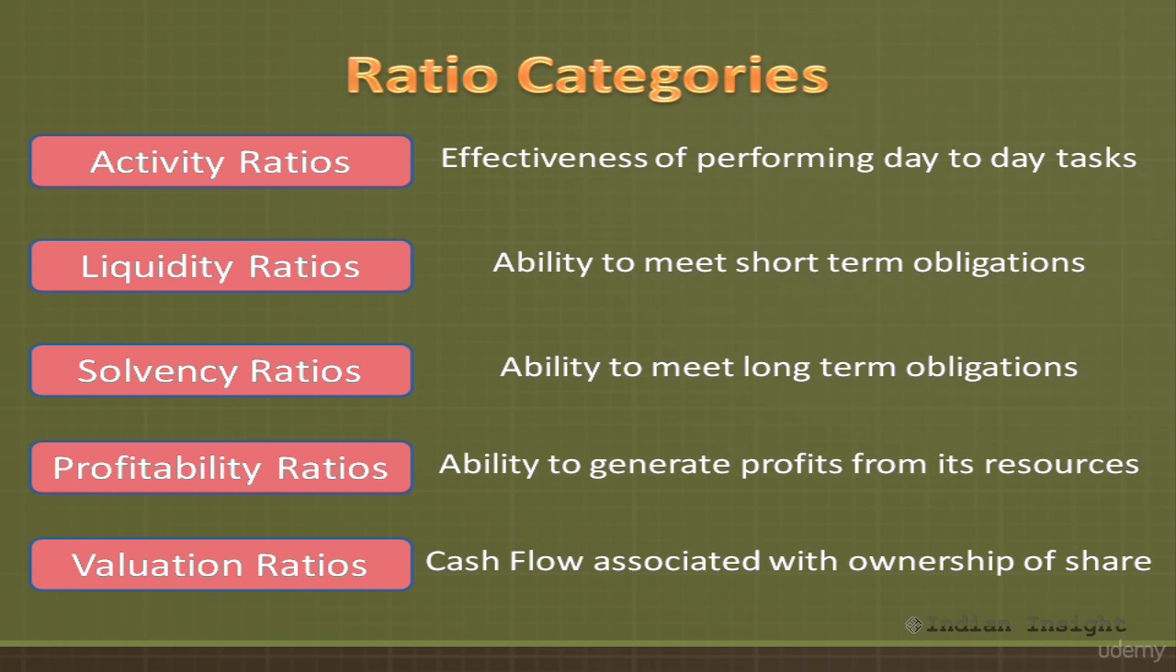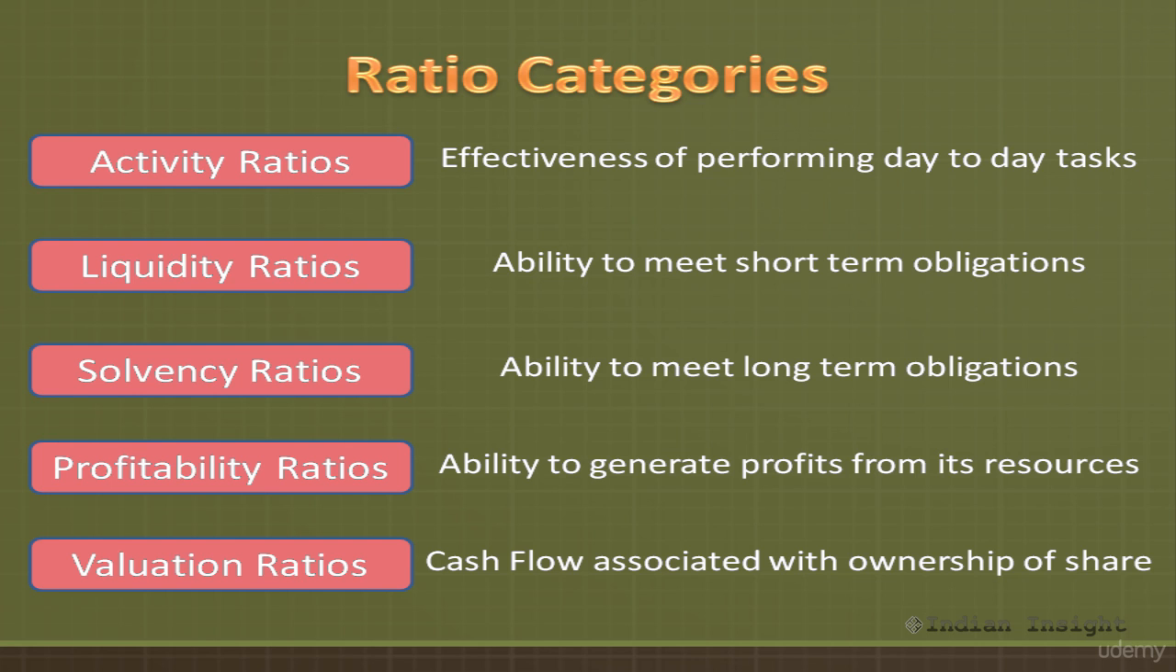The first category of financial ratio is the activity ratio. Activity ratios measure how effectively a company performs its day-to-day tasks, such as the collection of receivables and the management of inventory. The next category is the liquidity ratio, which measures the company's ability to meet its short-term obligations. Then you have the solvency ratios, which measure the company's ability to meet its long-term obligations.